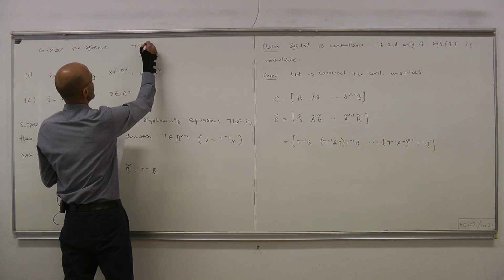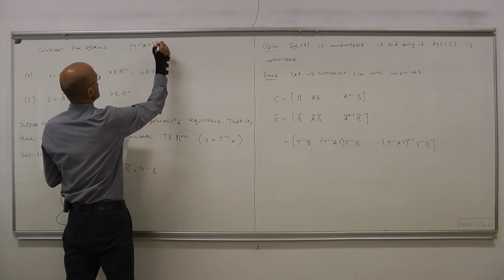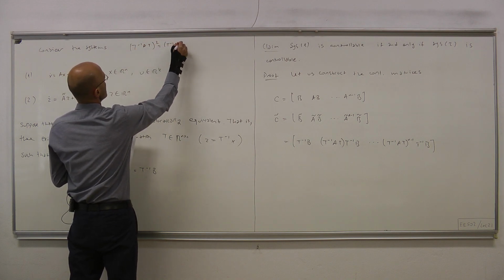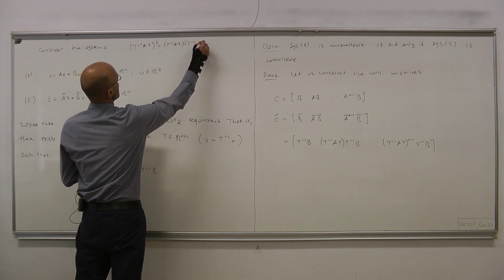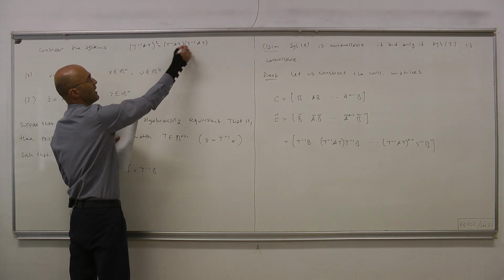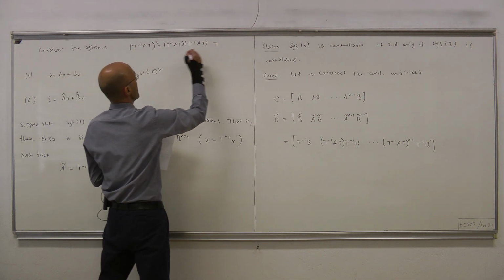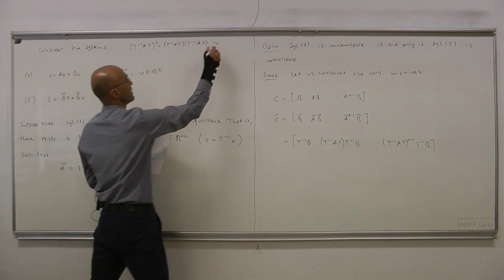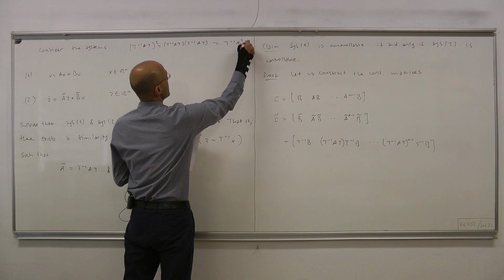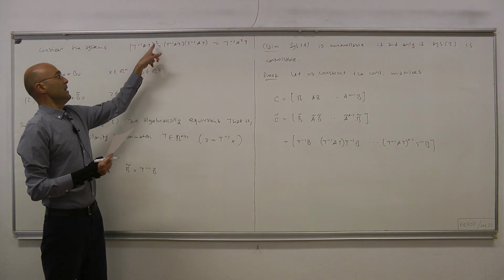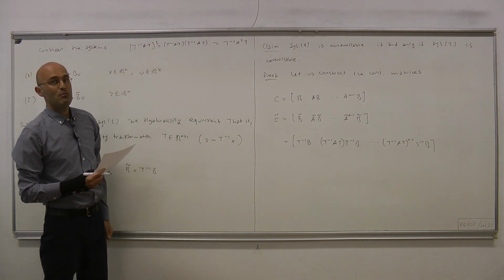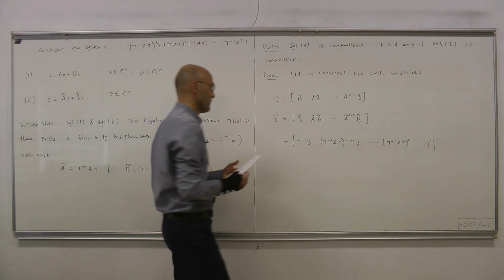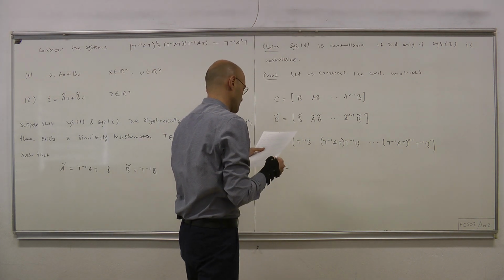T inverse A T squared is T inverse A T times T inverse A T. This T and that T inverse will cancel, and what we have is T inverse A squared T. So clearly, this is true for any power of A. And that allows us to write the following.